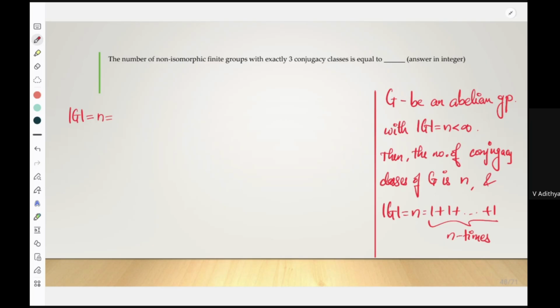So immediately when we want three conjugacy classes, we can think of an abelian group of order 3. What's an abelian group of order 3? Z mod 3Z. So Z mod 3Z has exactly three conjugacy classes. Right. So anyways, let's try to prove this, like check if it's the only one or is there anything else.